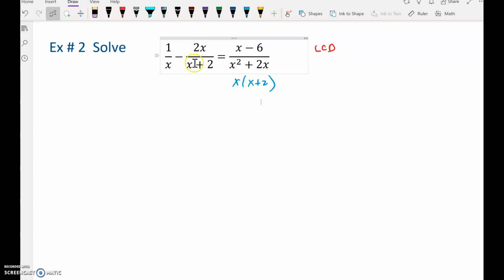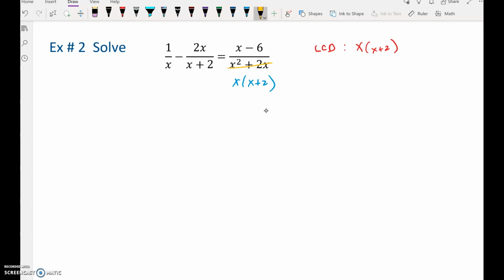So for this section or part of our equation, you have to include x. And on the last part, you have both. That's already the factored form, so the LCD that we're going to use for this example is x and x plus 2, or x times x plus 2.